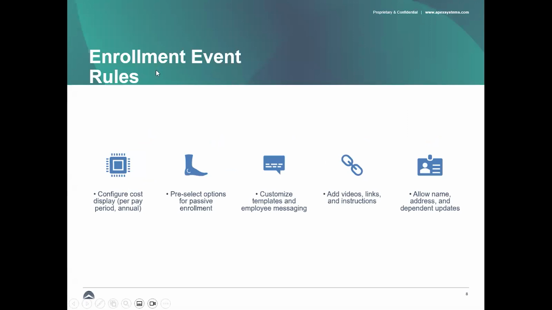Okay. Your enrollment event rules: configure cost display. These are some of the options that you'll have. Pre-select options for passive enrollment. Customize any templates and employee messaging. So if you have templates or messaging on your enrollment, make sure that those are still applicable to this year's enrollment or make any changes to customize those.